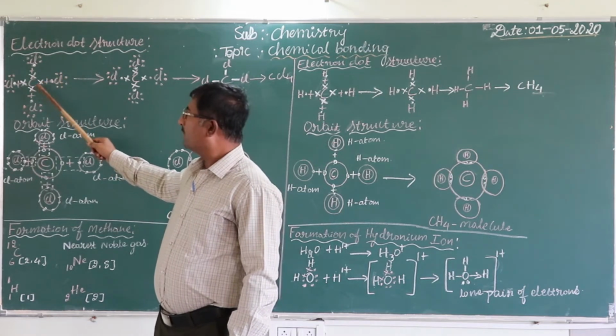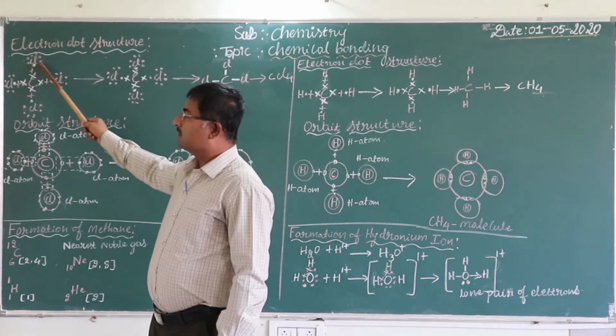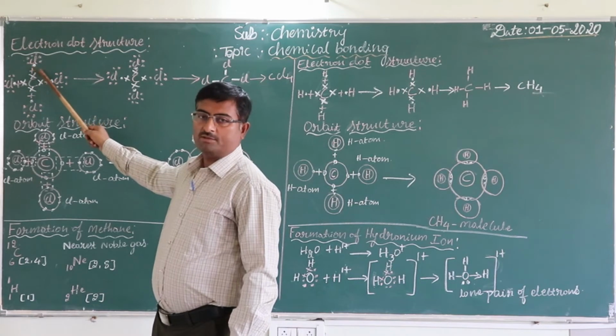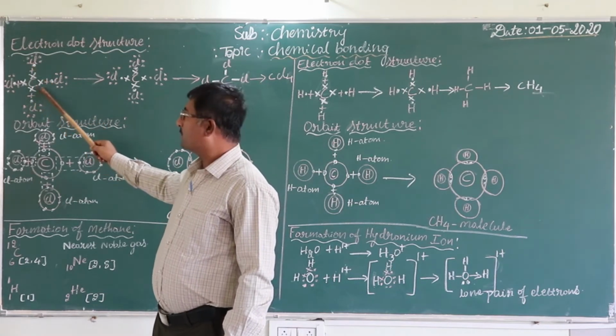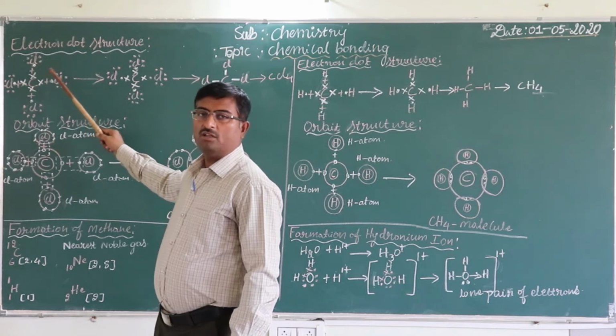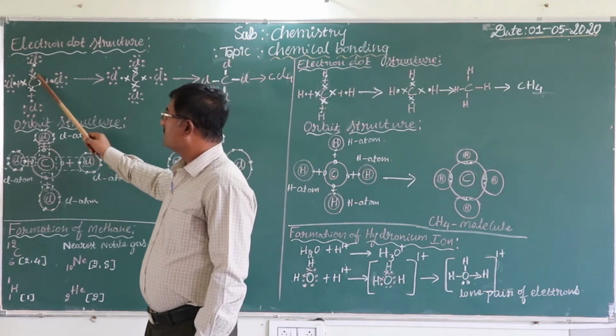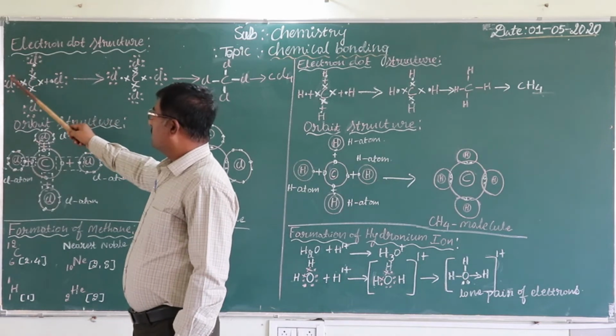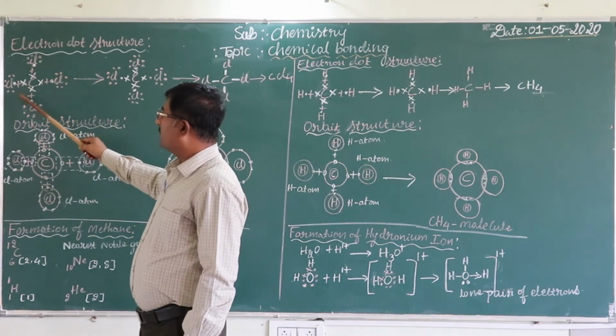So both should be different only. For carbon, if you want you can take dots, then for chlorine we have to take X. Suppose if you are taking X for carbon, then for chlorine we have to take dots. Like that, different symbols we have to select. See, this is the electron dot structure before combination.